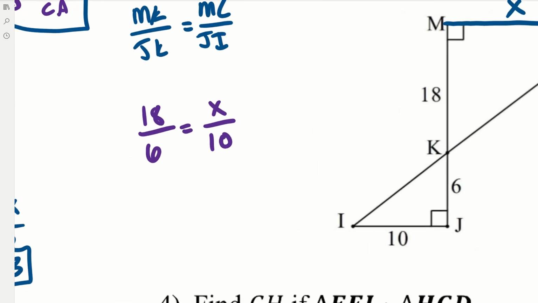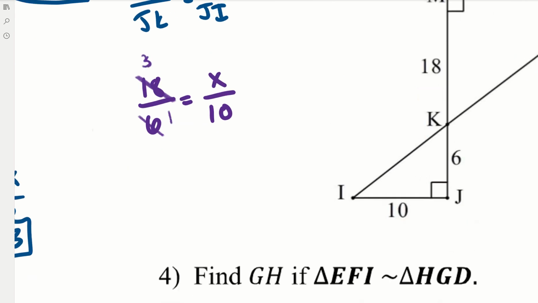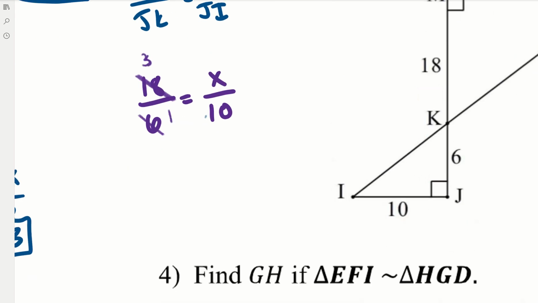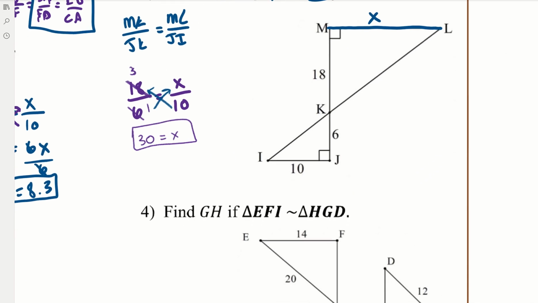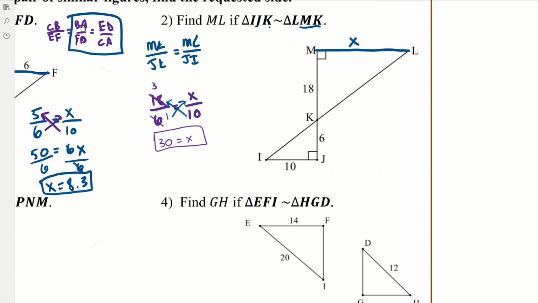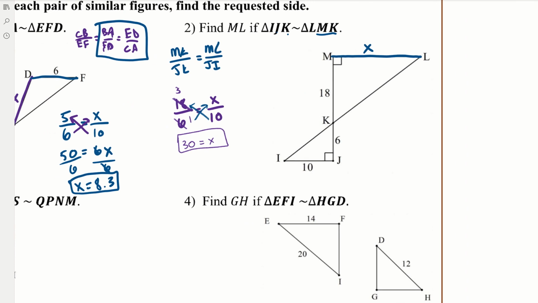If I can reduce, I always want to simplify first. It just makes the arithmetic easier. 6 goes into itself 1 time, 6 goes into 18 3 times. And now I'm going to cross multiply, and this gives me that 30 is equal to x. If you didn't reduce first, you would have gotten the same answer. It just would have been a little bit, yeah, you got the same answer.